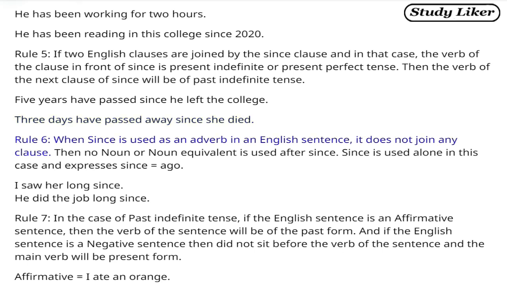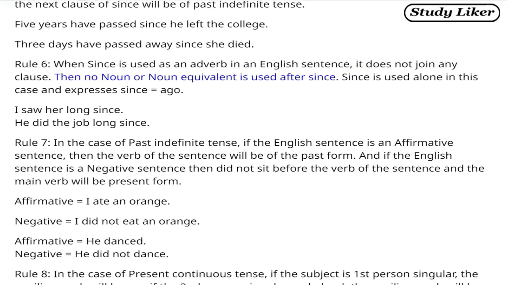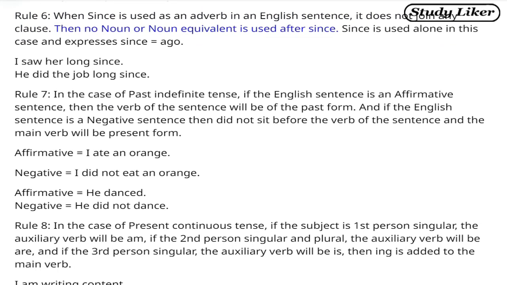Rule 6. When since is used as an adverb in an English sentence, it does not join any clause. Then no noun or noun equivalent is used after since. Since is used alone in this case and expresses since equals ago. I saw her long since. He did the job long since.